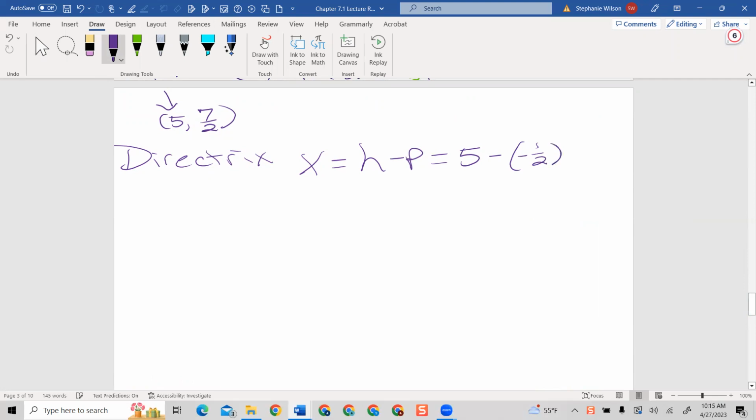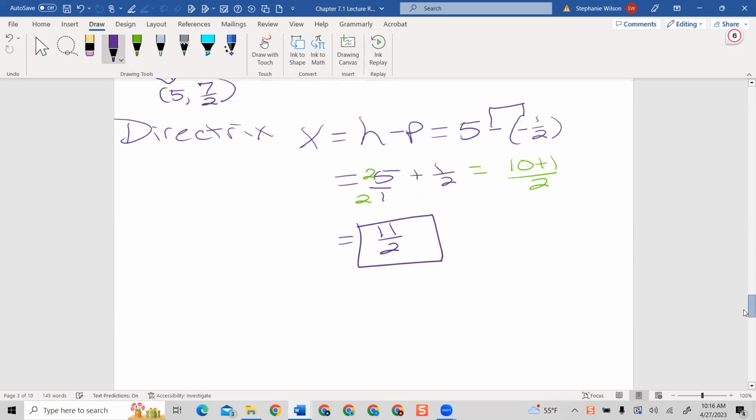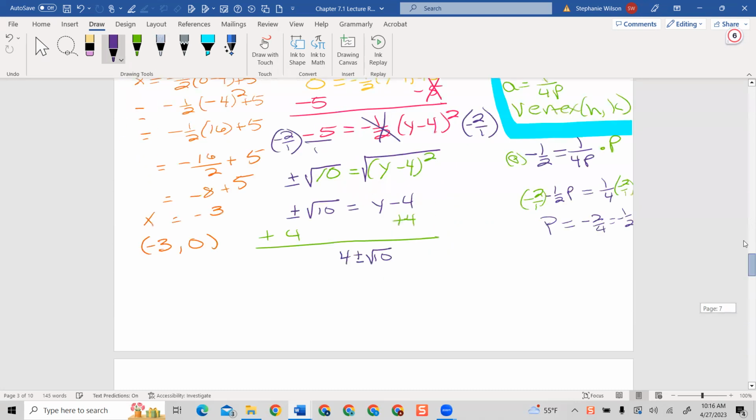And what I want to do now is notice that negative times negative is positive. So I got 5 plus half. I'm going to put 5 over 1 because I need a common denominator. In this case, it's 2. So now I got 10 plus 1 over 2, which gives me 11 halves. And that is my directrix. And that was it. That ends it.